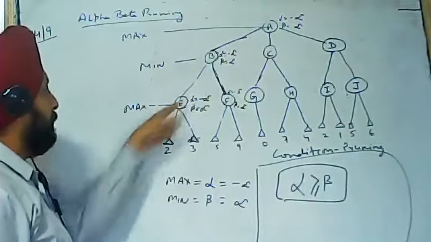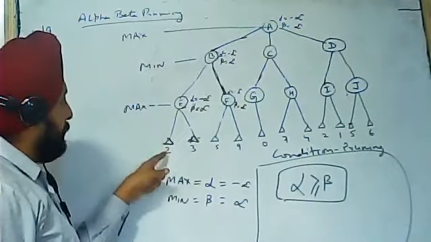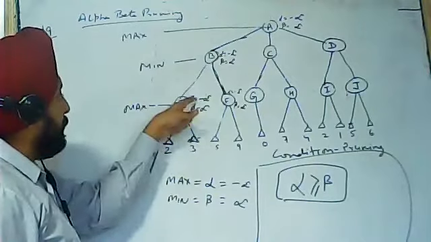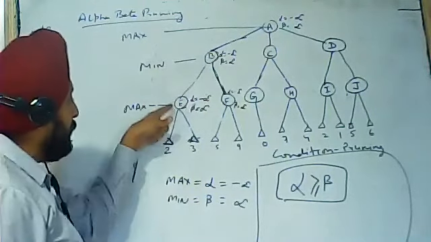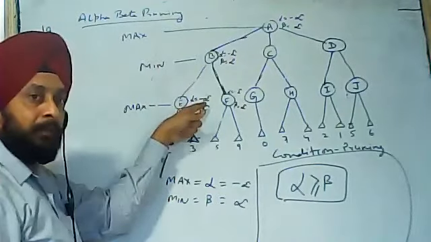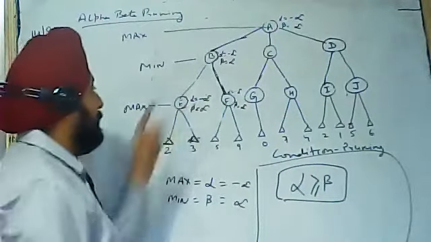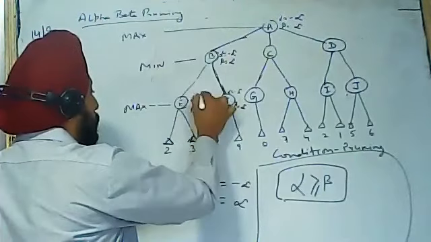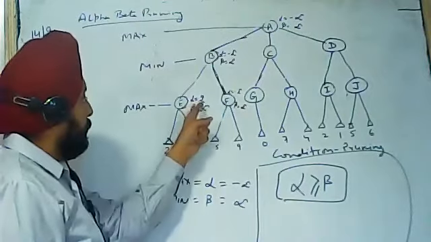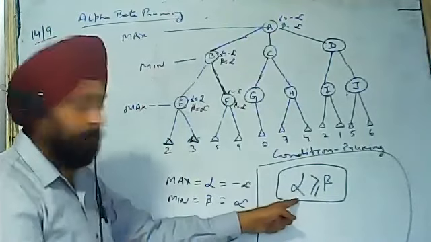Now we have to compare alpha with 2. So alpha is having minus infinity. If it follows this path, it will get 2. So compare, alpha at present having minus infinity. If it follows this path, it will get 2. So 2 is better than minus infinity because maximum wants maximum points. So alpha gets 2. See, alpha is 2 and beta is infinity. Does this condition hold? No, this condition does not hold.